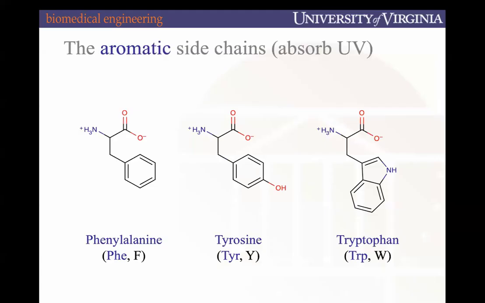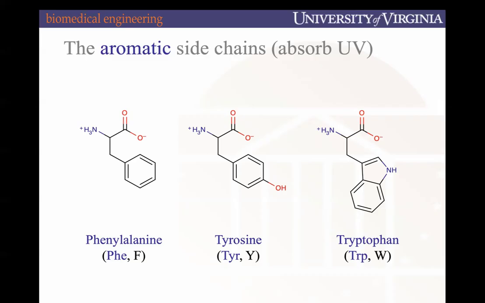Another key group is the aromatic side chains: phenylalanine, tyrosine, and tryptophan. Forgive me, there's a hydroxyl group here in tyrosine. This is going to be important for cell signaling and phosphorylation events, but they're primarily identified by their aromatic side chains. The key thing to note is that typically the aromatic and aliphatic amino acids are going to be hydrophobic.